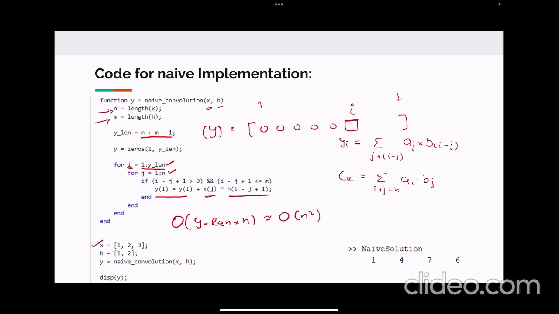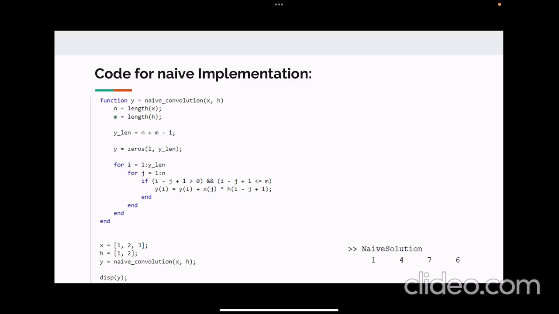Let's say I have x is 1, 2, 3 and h is 1, 2. When we convolute them, as I was saying, we'll get this as the solution. It's very easy to verify. So moving on. Now, how do we reduce the time complexity?